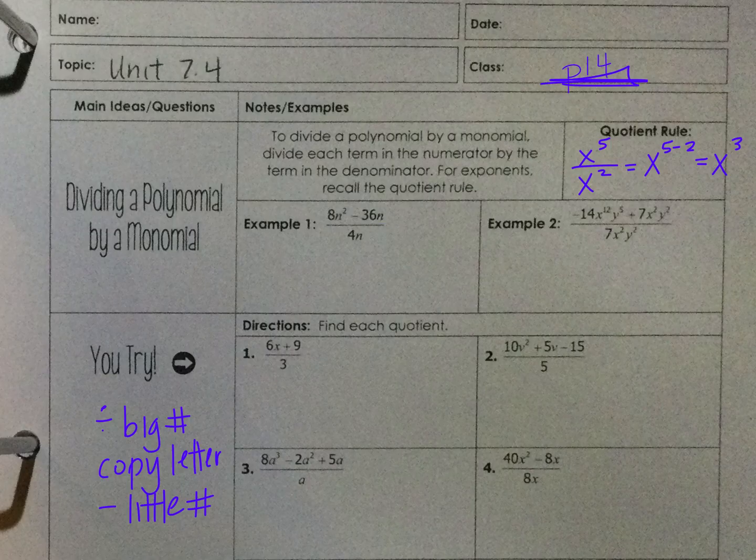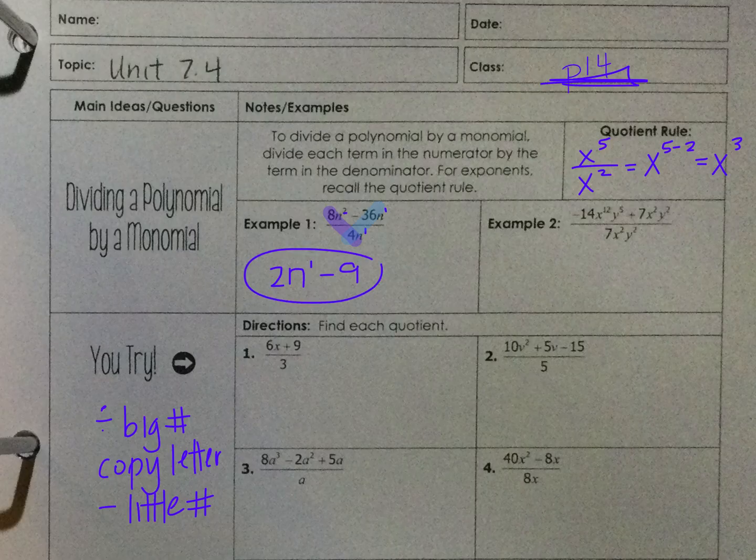So let's do 8 divided by 4. 8 divided by 4, that is a 2. I copy the n, and then I do little 2 minus little 1 is a 1. Negative 36 divided by 4 is negative 9. Copy the n, and we know they're both 1. 1 minus 1 is 0. When I have n to the 0, it's really just a 1, so I just erase it. So that's your answer for this one.